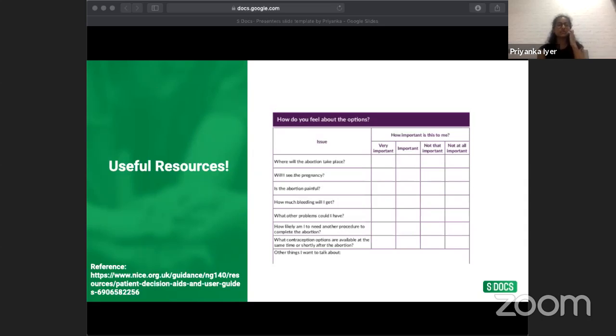And just some useful resources. So this is one of the patient decision aids that are on the NICE website. And essentially you can see all the different factors that women can take into account, and they can basically weigh up which factors are very important to which factors are not that important to them. So it basically empowers women to have these discussions with their healthcare providers and thereby choose the option that works the best for them.